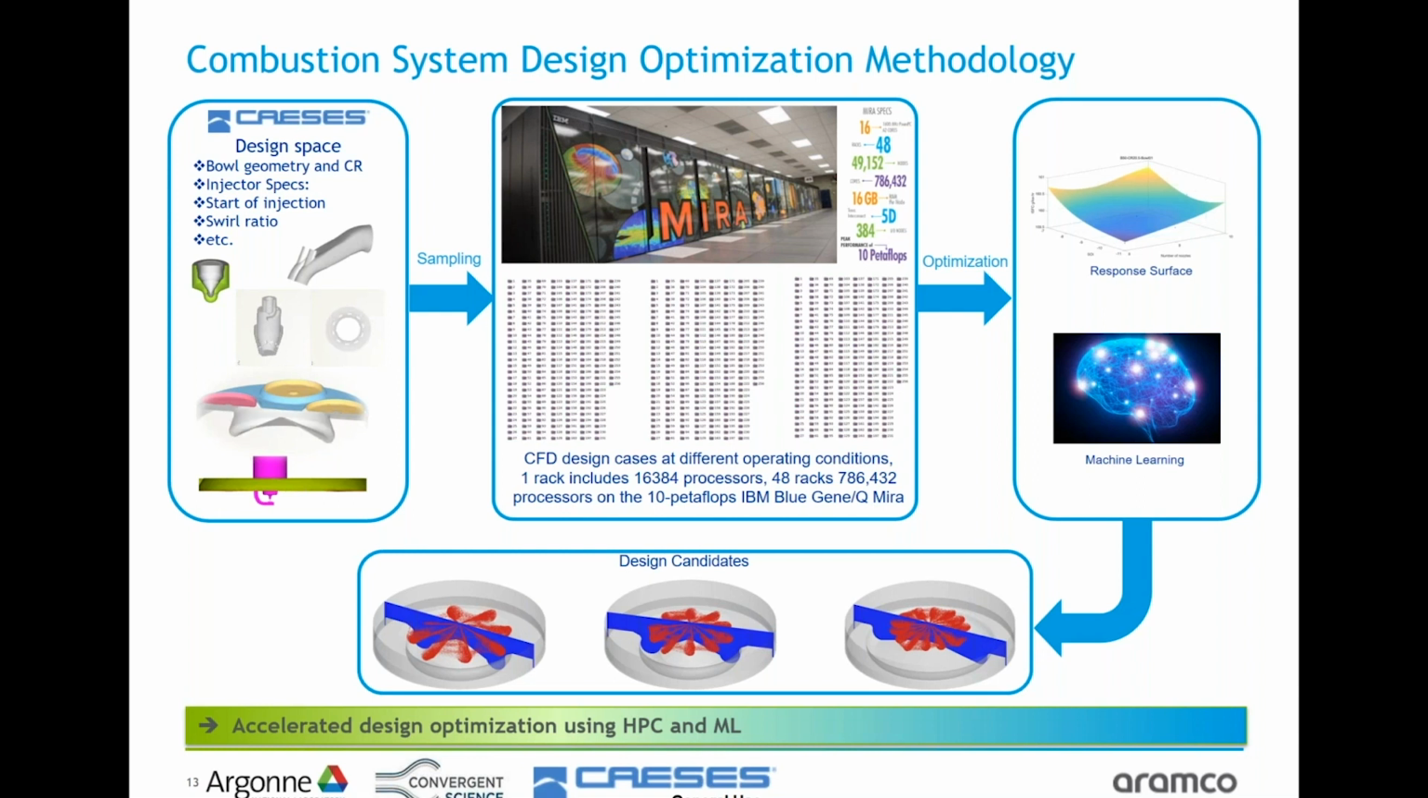Then we use the Mira supercomputer at Argonne extensively. Mira is a supercomputer. It's very gigantic. It has almost 800,000 CPU cores, and although per core efficiency is slower than a typical cluster, it basically has unlimited cores, right? You can run all these simulations at the same time, which can significantly reduce the time to design.